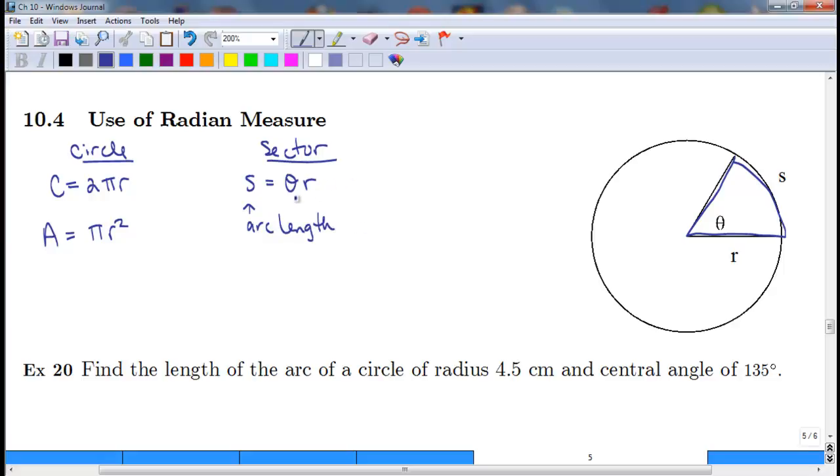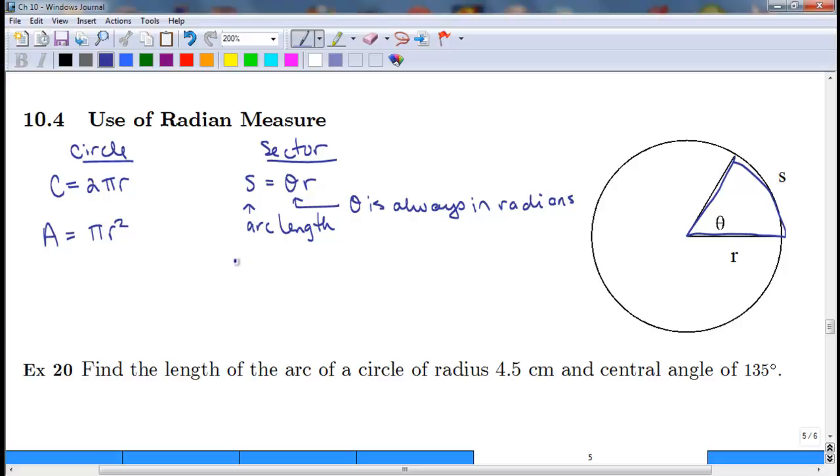And the thing to be very careful with here is that theta is always in radians. So that's one thing that we need to make sure of, and that's why radians are important and are helpful, is because that angle must always be in radians.